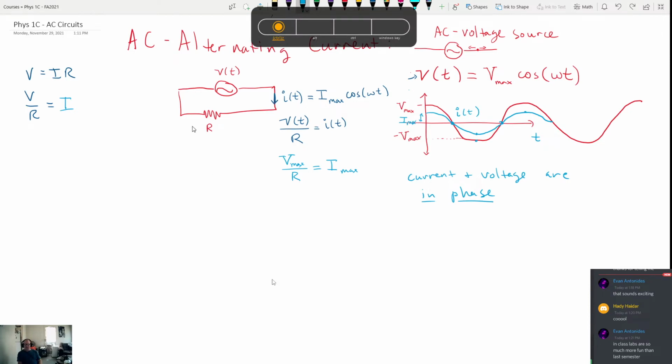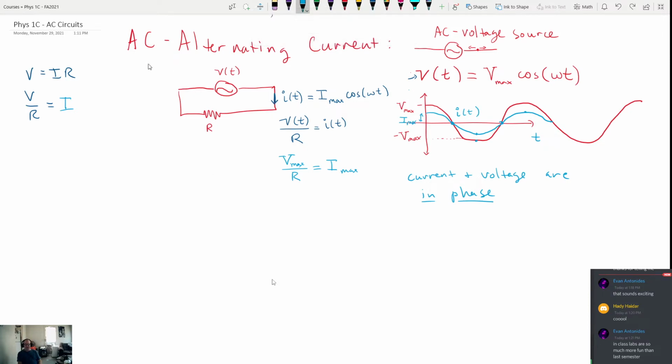Okay, now in the class, if we think back to the very first lab that we did, where you drew out the equipotential lines and the electric field lines in that big tub of water that we had, right? You may remember that I told you in that lab that it was alternating current.